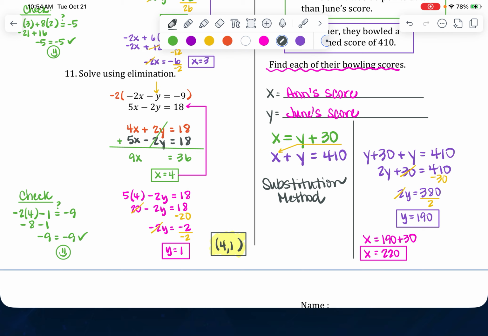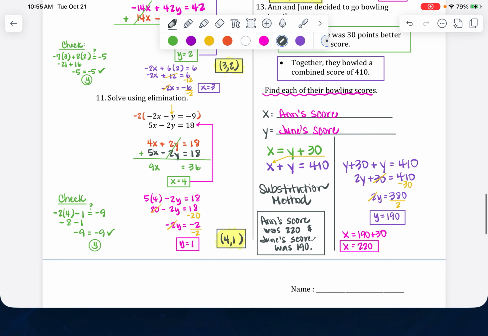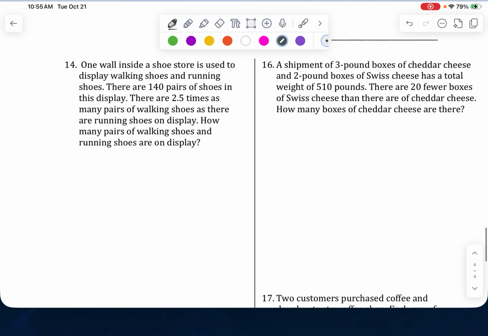So I'm going to write my sentence as: Anne's score was 220 and June's score was 190. So just a nice brief sentence, telling what the X and Y mean in context of our variables. All right, I'm going to move on, try to get through these last few really quickly.